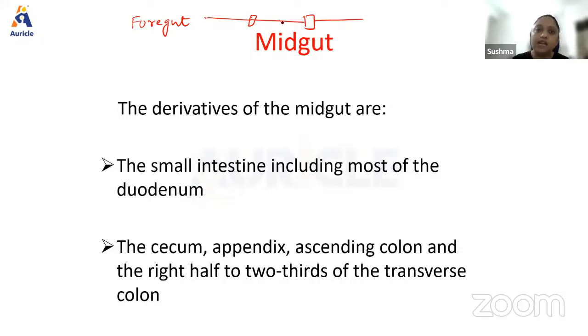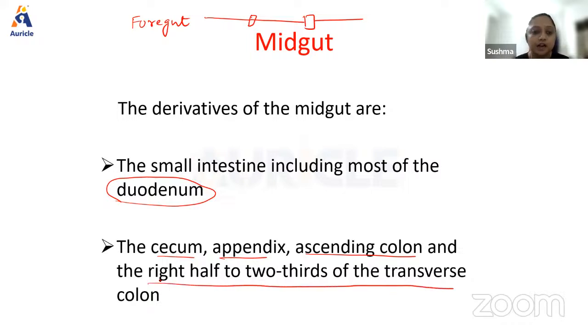All right. Now let us look at the derivatives of the midgut. Midgut involves the small intestine, including most of the duodenum. Is it not? Major duodenal papilla is the place where the bile duct opens into, and whatever is there below that will be the derivative of the midgut. And of course, cecum, appendix, ascending colon, and the right half to 2/3 of the transverse colon, the medial 2/3 of the transverse colon, belongs to the midgut.